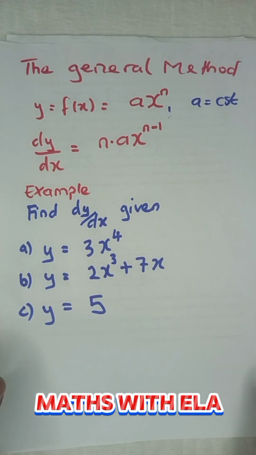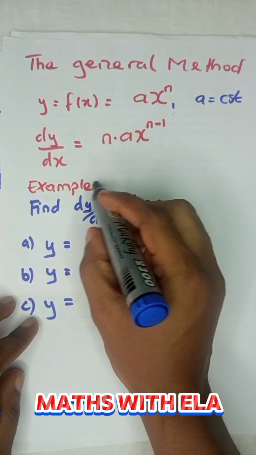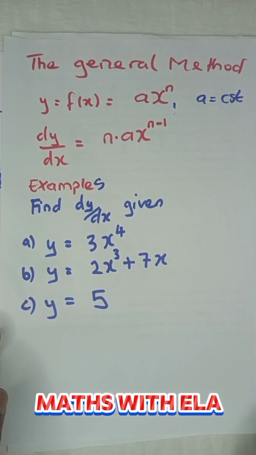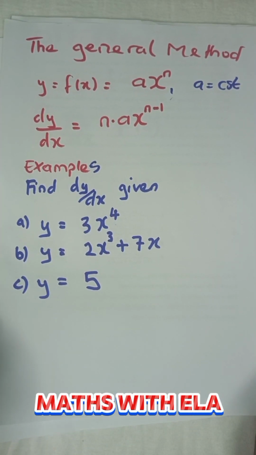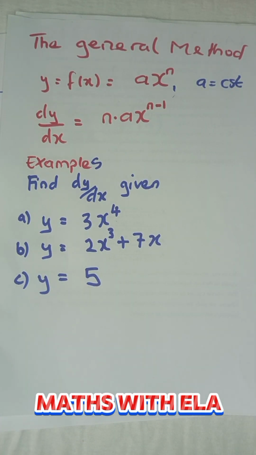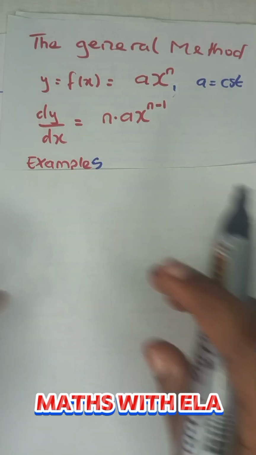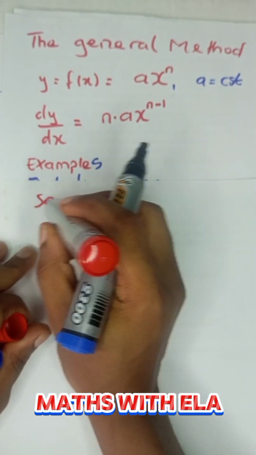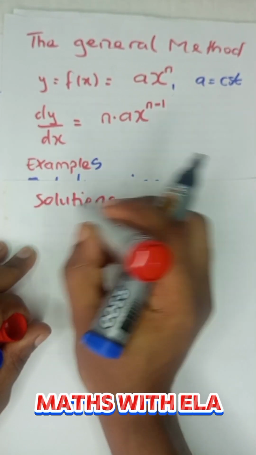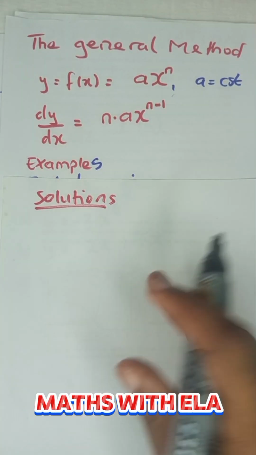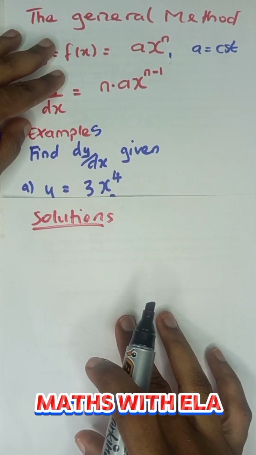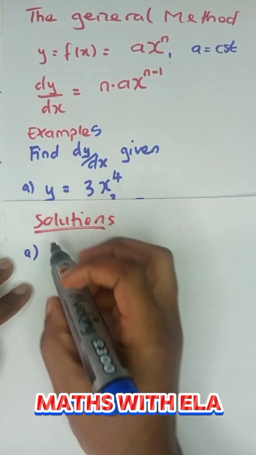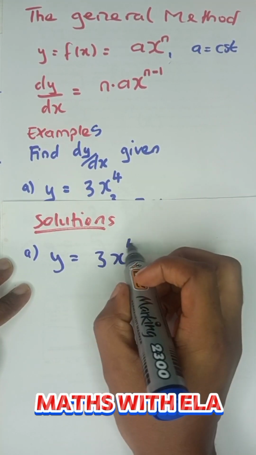Let us illustrate this using some examples. Find dy by dx given that (a) y equals 3x raised to the power 4, (b) y equals 2x cubed plus 7x, and (c) y is equal to 5. So let us do this using the general method. Solution: we use the general method to solve these examples. The first one, we have y equal to 3x raised to the power 4.